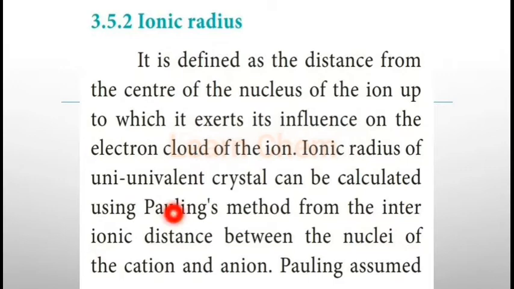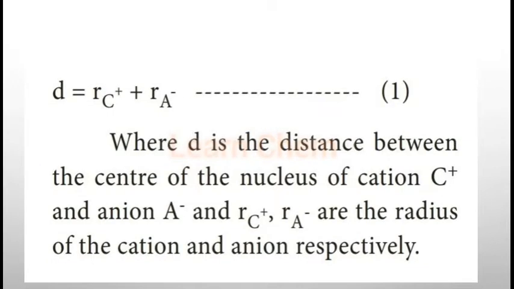One of our scientists, Pauling, introduced a method to calculate the ionic radius, and he considered the ionic distance between the nucleus of the cation and the anion. He assumed all cations and anions have a spherical structure. So the interionic distance d is equal to the radius of the cation plus the radius of the anion, just like what we discussed in atomic structure, radius of atom A and radius of atom B. Here we are mentioning cation and anion instead of A and B.